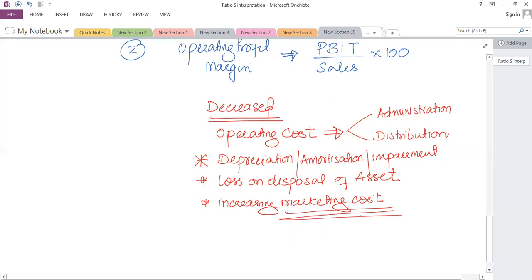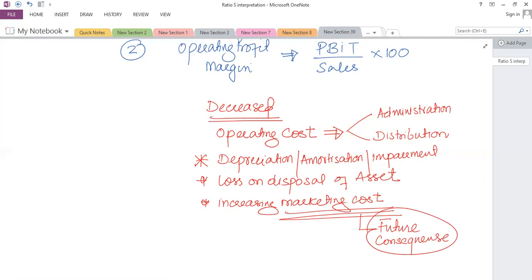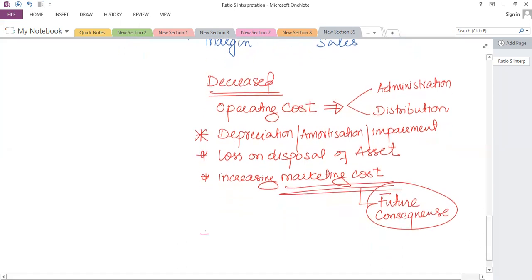What would be the future consequences? Because you have invested right now, it will affect your future sales. So you can write that for the time being my profitability is not good, but if I have a successful marketing campaign, then it would possibly increase next year's sales figure. So profitability might increase. There might also be research and development cost as a reason.